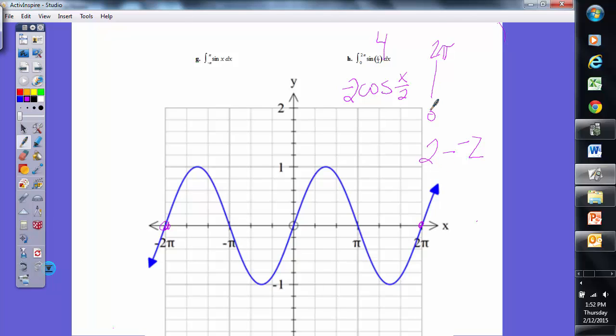Go back and try this for all the ones we've done, and hopefully it's like a wow moment because it is pretty cool.